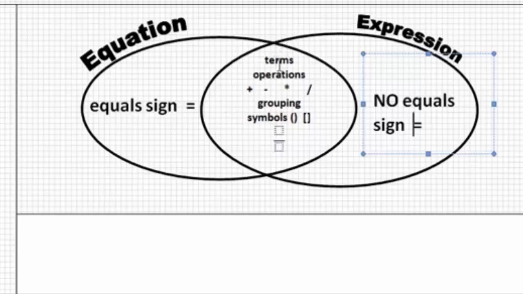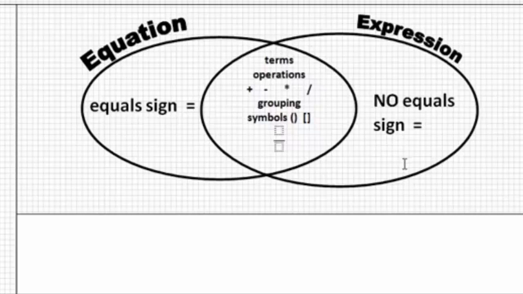But what they have in common is they have terms, which I'm going to define here in a moment, operations, so you see things like these symbols here. They have grouping symbols to bring things together, such as parentheses, brackets, or fractions. Remember a fraction bar, which goes between the numerator and denominator. Sometimes they'll put a group of items in the numerator or the denominator. And so those things can exist in either an equation or an expression, but the biggest difference is that an equation has an equal sign and an expression doesn't.